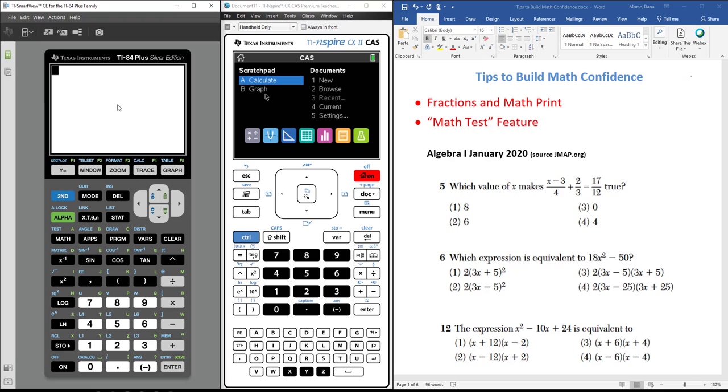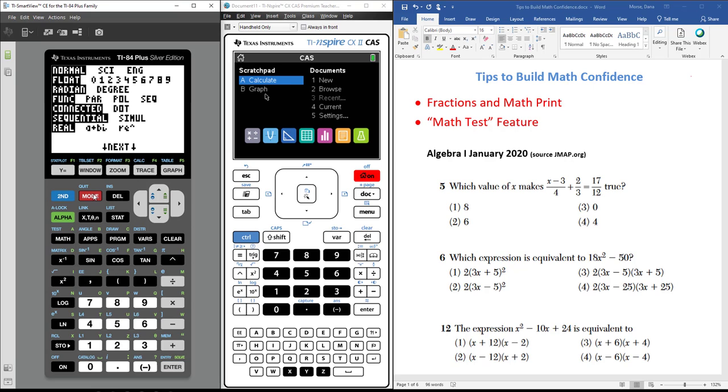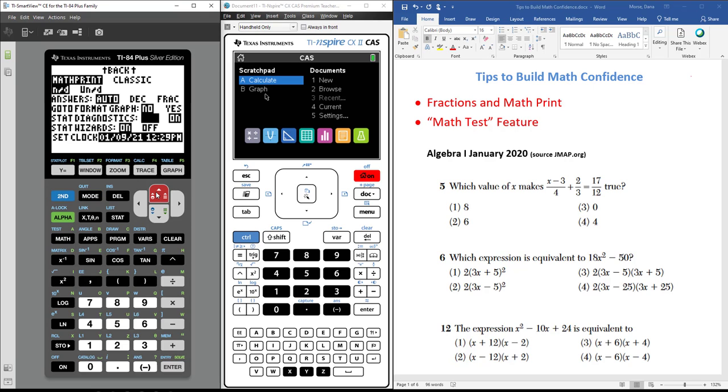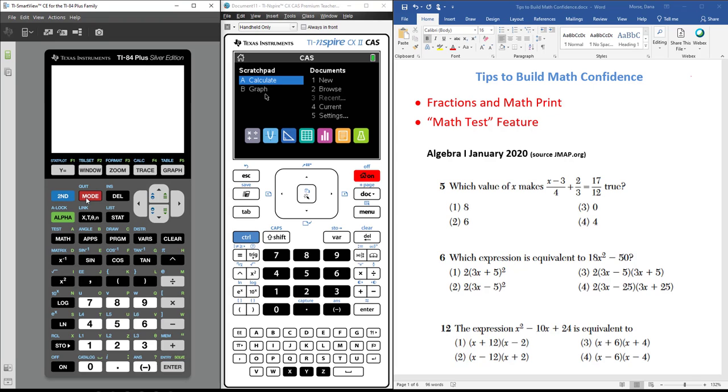If some of us out there still have the 83 Plus because TI's still making them and they're cheaper, all you have to do on a TI-84 Plus is go to mode and change it from math print to classic, and you've made your calculator into a TI-83 Plus. Classic is a polite way of saying old. So that's one way of changing your emulator to the model that you need.